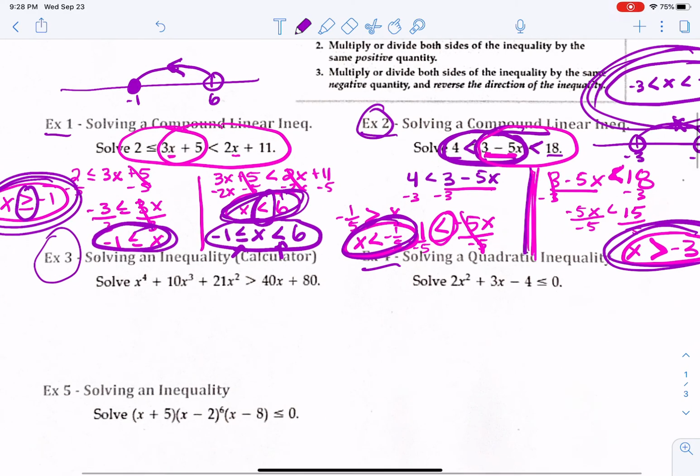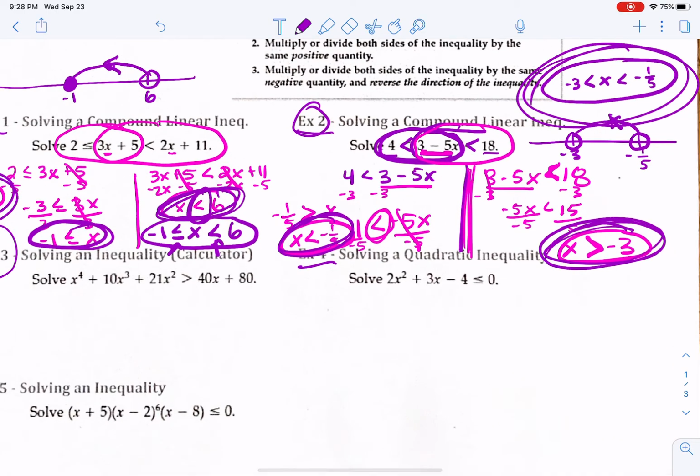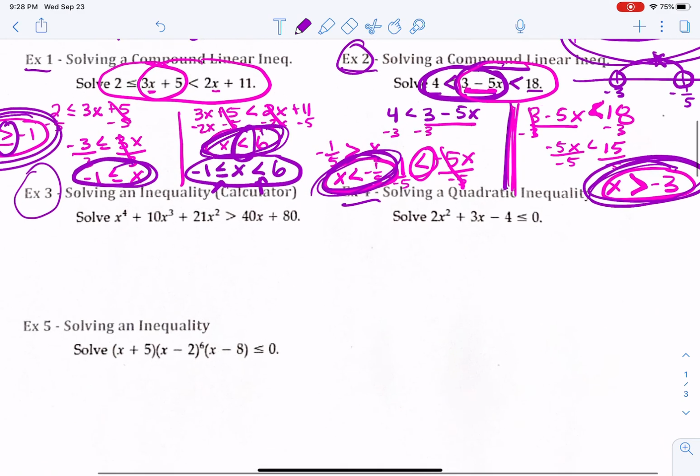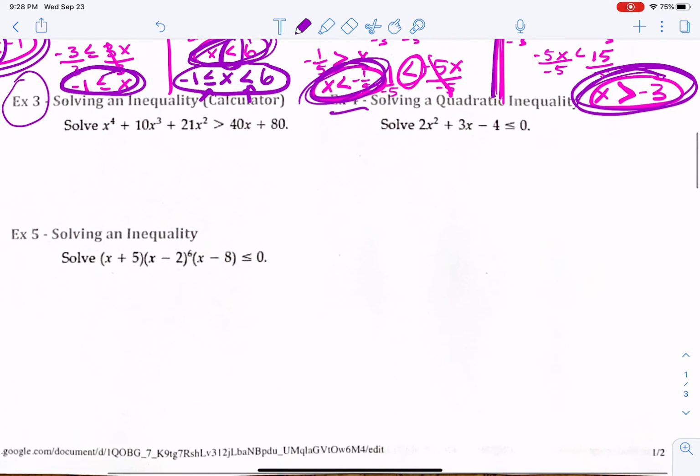You don't have to graph each one of these, just think, can a number be greater than -3 and less than -1/5 at the same time? If they can, you can write them together. So you don't necessarily have to graph them. I'm going to leave that calculator part for tomorrow when we come back together.